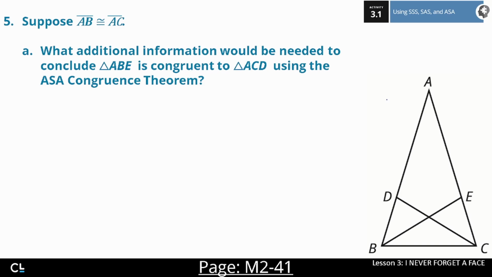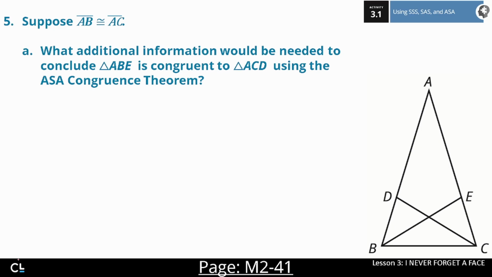We have another example here, right? This one says, suppose that AB is congruent to AC. What additional information would you need to conclude that ABE is congruent to ACD using angle, side, angle? So first of all, let's mark off the information we have. So I'm going to start off with red.